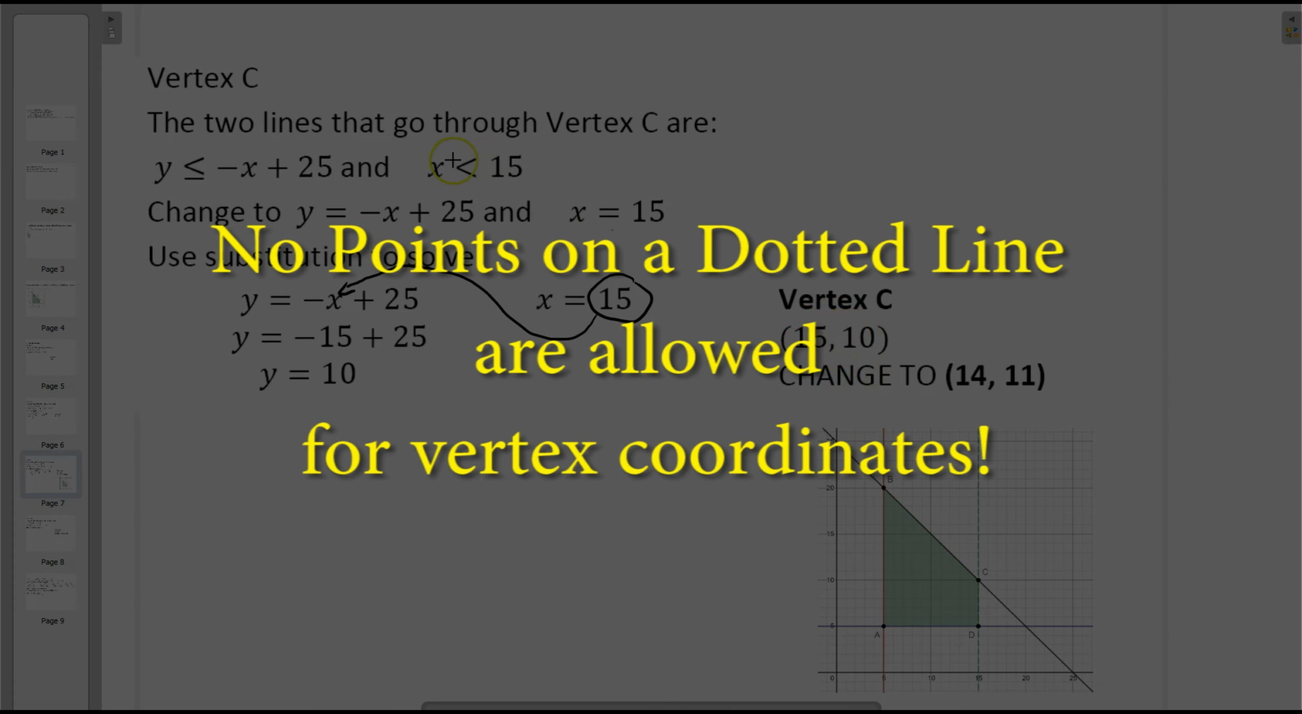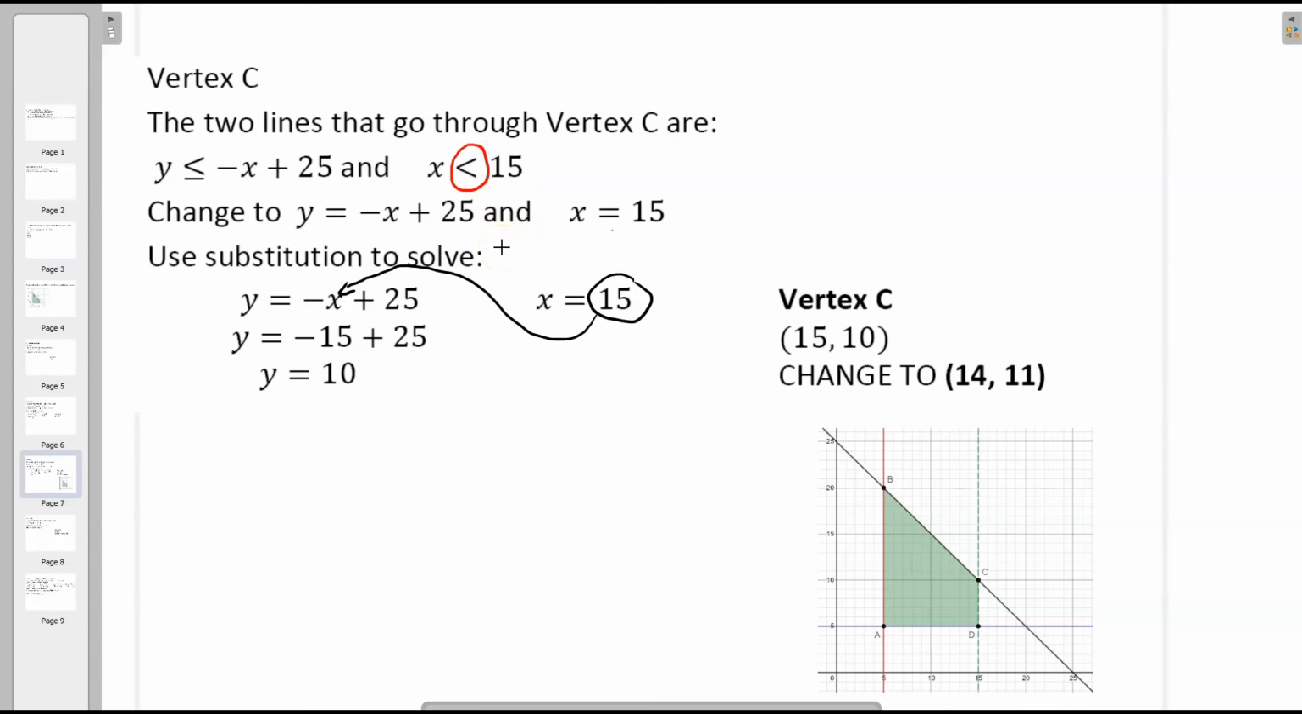However, we saw from the inequalities that we've got x less than 15. It doesn't have less than or equal to. So because it doesn't have the equal to, that's why we have the dotted line. When we have the dotted line, we can't use that number that's on the dotted line. So we have to go to the next closest number.